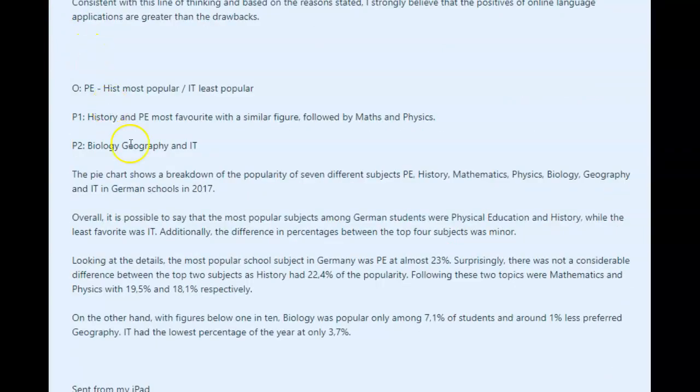Okay, so the pie chart shows a breakdown of the popularity of 7 different subjects, be history, mathematics, physics, biology, geography, and IT in German schools in 2017. Overall, it is possible to say that the most popular subjects among German students were physical education and history, while the least favorite was IT. Additionally, the difference in percentage between the top 4 subjects was minor.